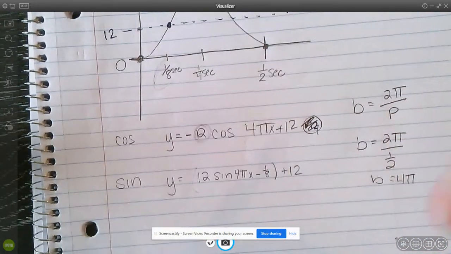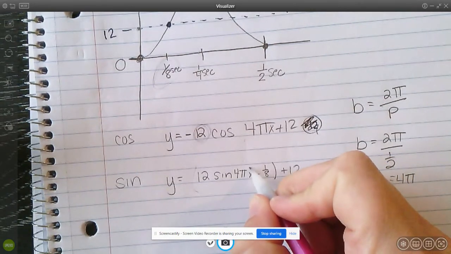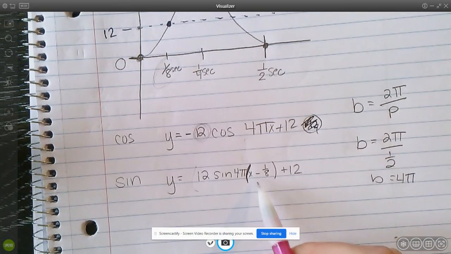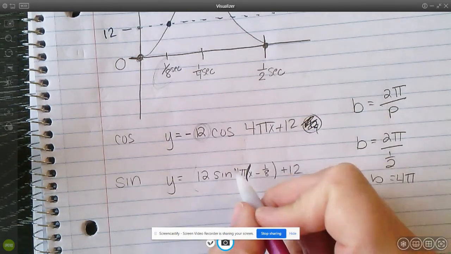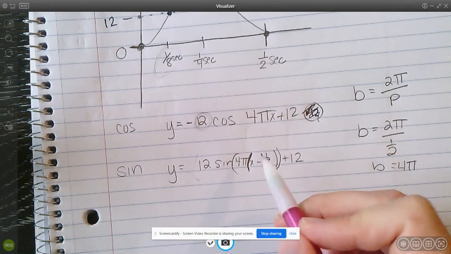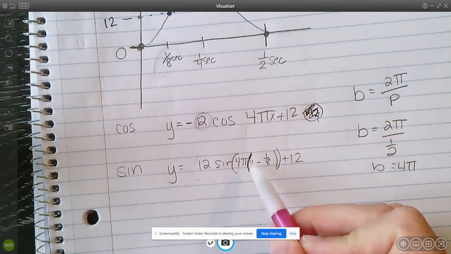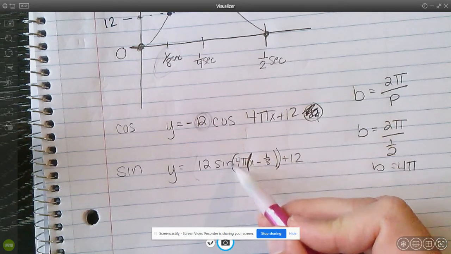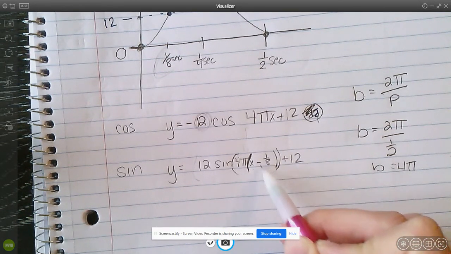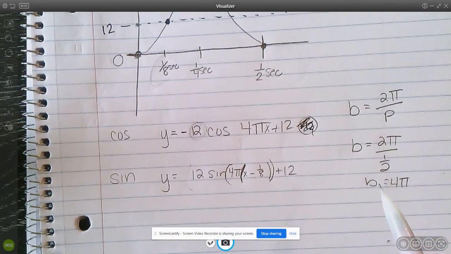So we actually need parentheses around this, because this -8 means we're moving our graph to the right 1/8. Okay, but then you also need parentheses around this. So like this is saying you're taking the sine of all of these outside parentheses, and then the inside ones are talking about your phase shift.